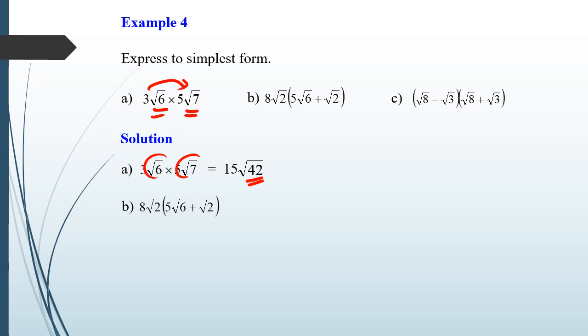And then here we have 8 surd 2 multiplied by 5 surd 6 plus surd 2. So we just expand as usual. The first term will be 8 multiplied by 5, so we get 40, and then the one in the bracket, surd 2 multiplied by surd 6, we get surd 12. And then the next term is 8 multiplied by surd 2 multiplied by surd 2, equal to 8 surd 4. So what is surd 4? It is equal to 2. So 2 multiplied by 8 is 16.